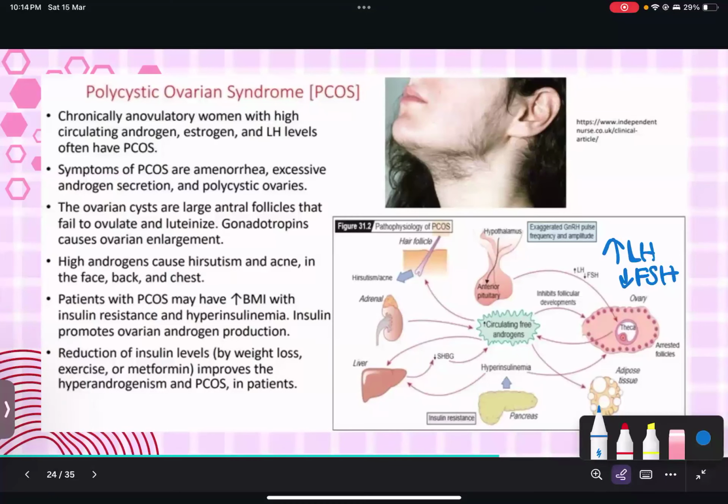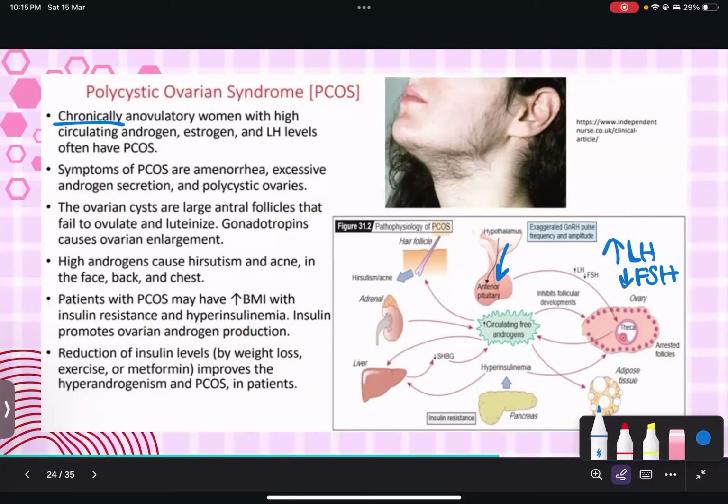How does that happen? It's because first of all, it's chronic, okay? Chronic anovulatory woman syndrome. So they mean that the female having PCOS will chronically be unable to ovulate. Okay, why is that? It's because of the high LH levels, estrogen levels, and androgen levels. Okay, what basically happens is that the hypothalamus, as we said, releases the gonadotropin releasing hormone, but in very exaggerated amounts, and increased pulse frequency and amplitude and so on.